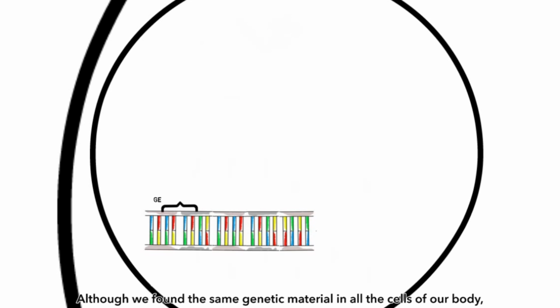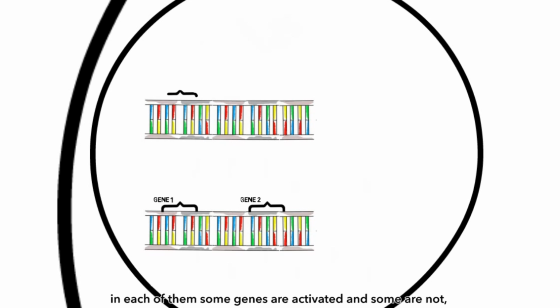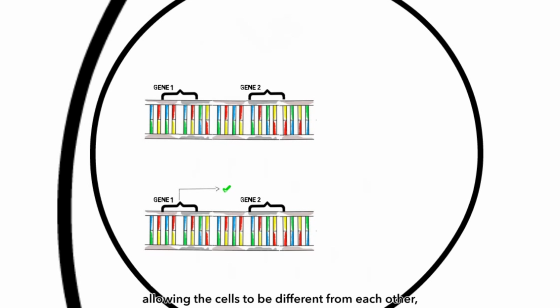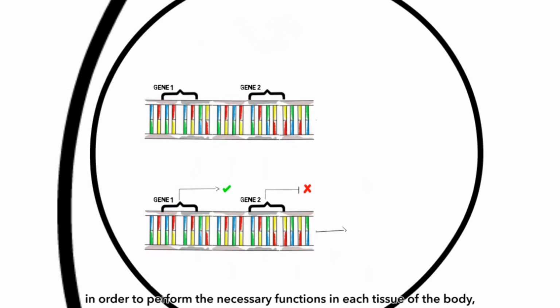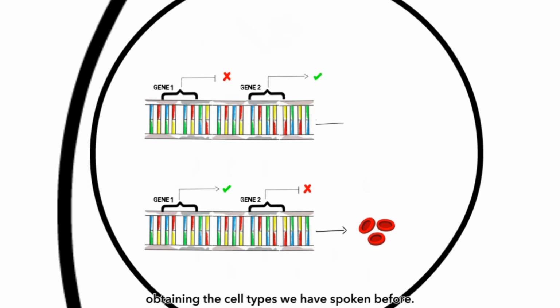Although we find the same genetic material in all the cells of our body, in each of them some genes are activated and some are not, allowing the cells to be different from each other, in order to perform the necessary functions in each tissue of the body, obtaining the cell types we have spoken of before.